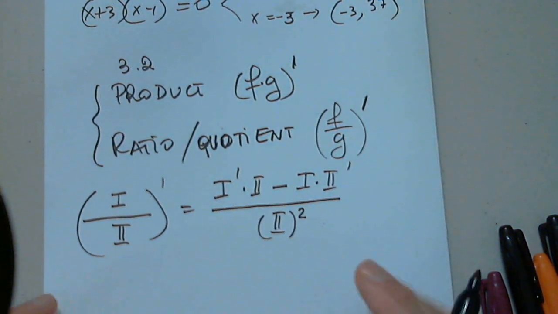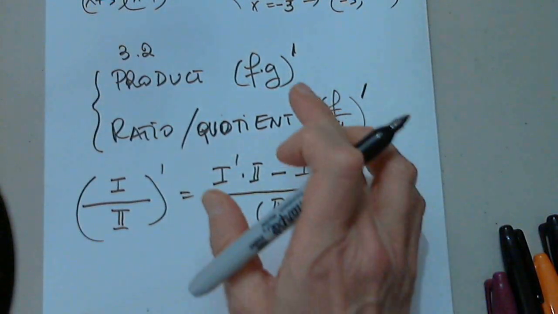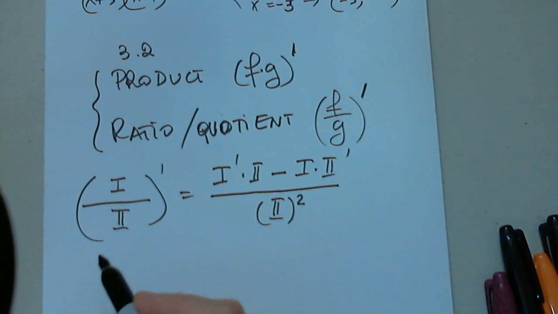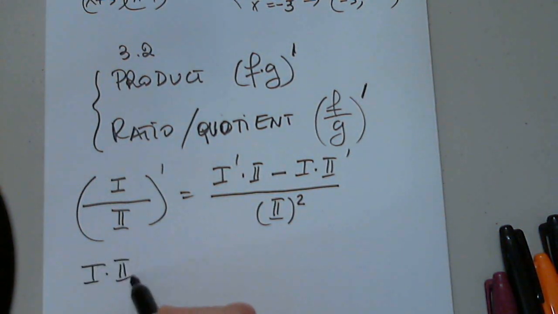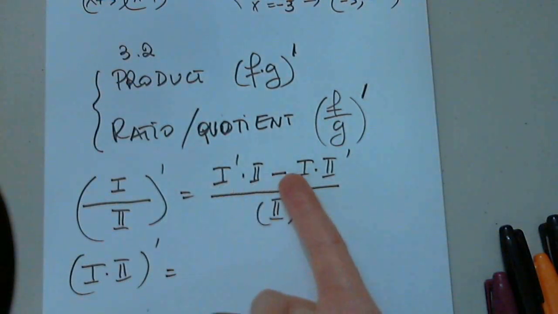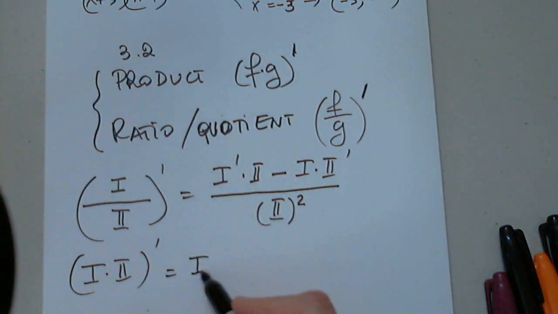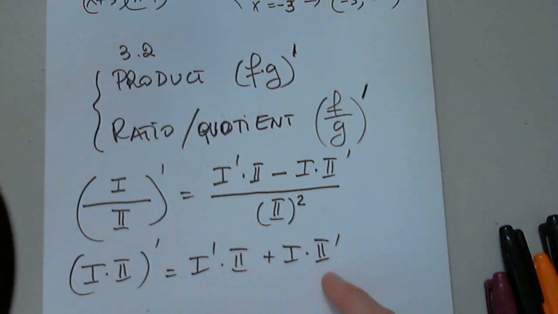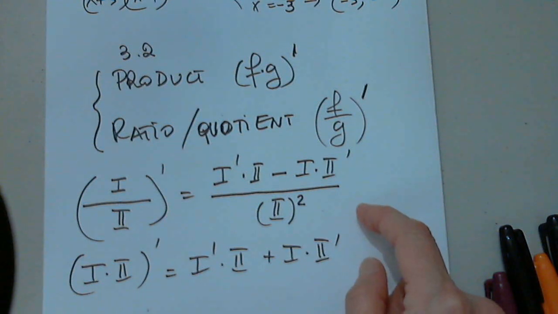The product rule, that's why I like to present the quotient rule first. The product rule is the same thing with the top, but it has plus. So function 1 times function 2 prime is just this, but with plus. First function prime times the second plus the first times the second prime. So this is the product rule, this is the quotient rule.